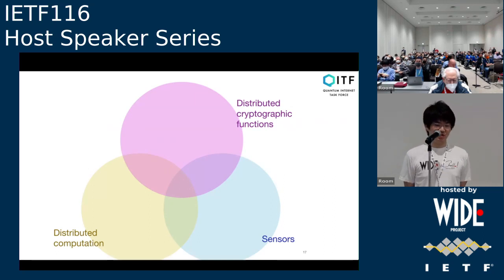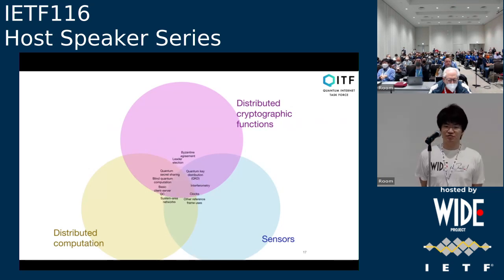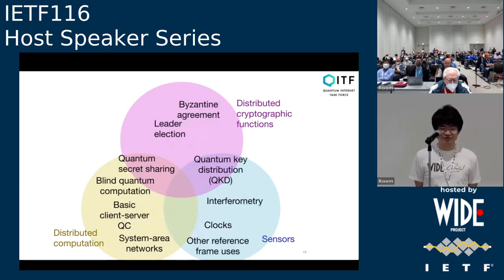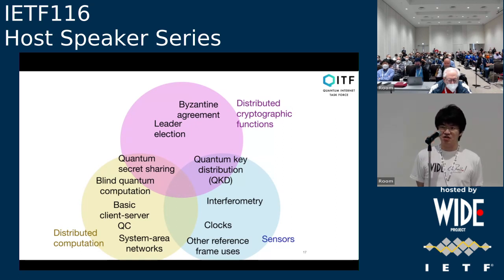Yes, there are three big application fields of the quantum internet: distributed cryptographic functions, distributed computation, and sensors. I talked about just secure communication, but distributed quantum computing will provide other cryptographic applications like blind computation and secure computation.